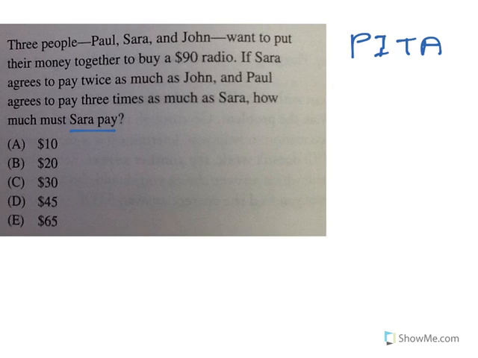So let's think about this a little bit. We have Sarah, we have John, we have Paul. Sarah agrees to pay twice as much as John, so I'm going to say she's 2J. We don't know anything about John, and Paul agrees to pay 3 times as much as Sarah. And we know it all has to equal 90. So again, I'm going to start with C. That's where we want to start. It's the middle number. I'm going to really quickly plug these numbers in.